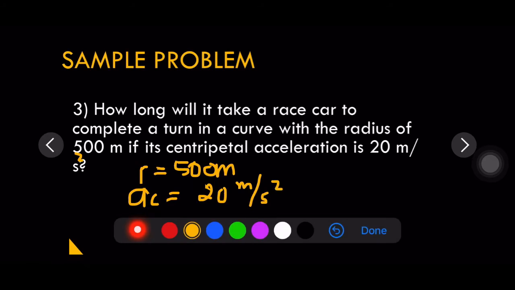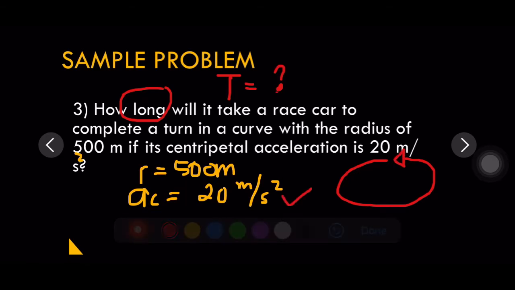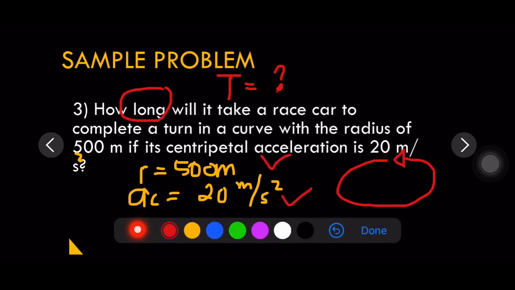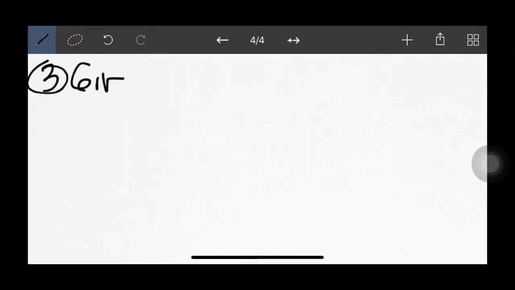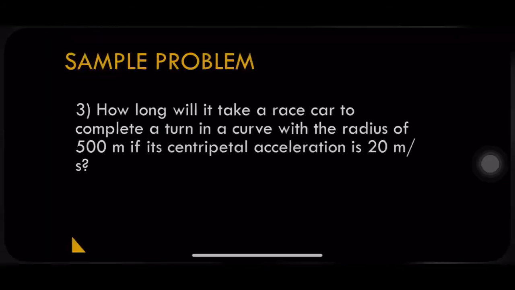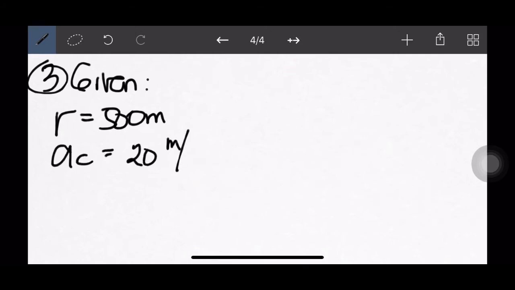And then what is being asked here is how long, so the time to complete a turn. How long will it take the car to complete one turn if it has a centripetal acceleration of 20 and the radius of 500 meters? Okay, let's list down all the given. We have the radius of 500 meters, and the centripetal acceleration of 20 meters per second square. So we're going to solve for the time.